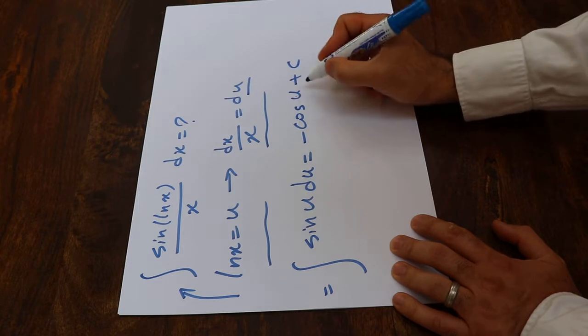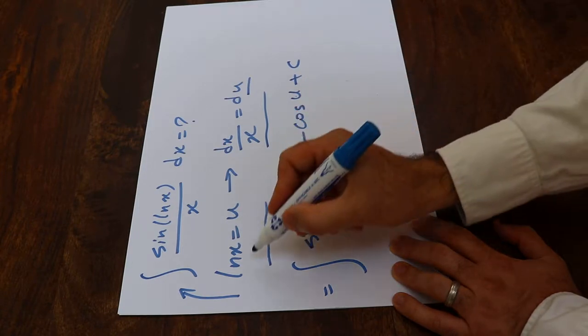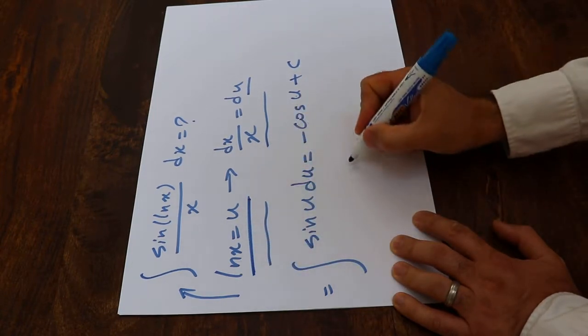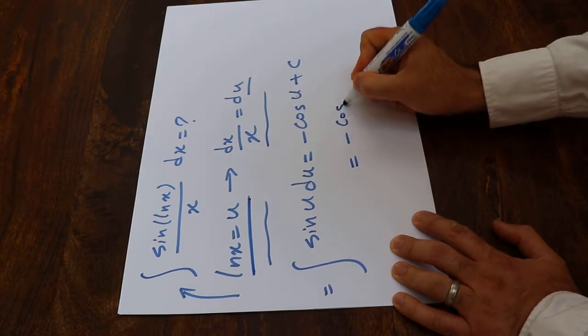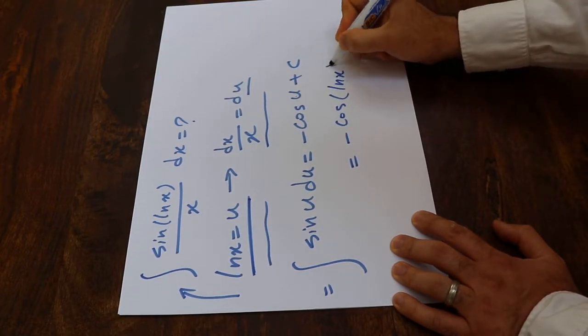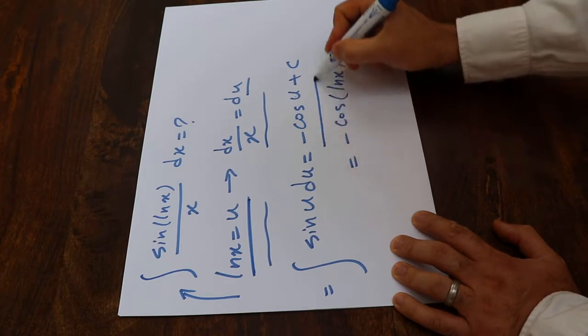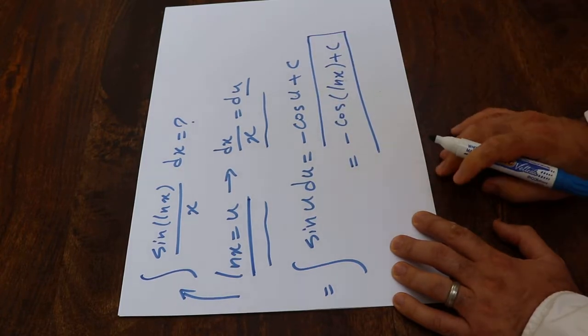So all you need to do is substitute the parameter u with its definition, which is ln x. So that will be equal to minus cos(ln x) plus c, and c is the constant of the integral. And that's the solution to your integral.